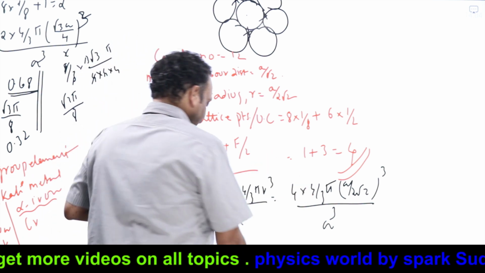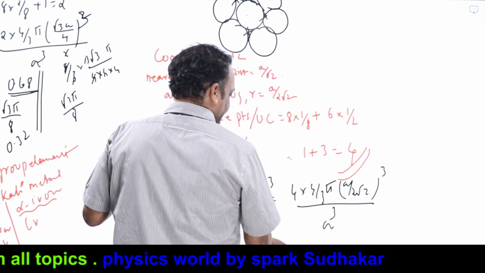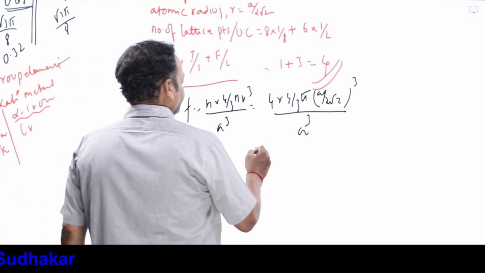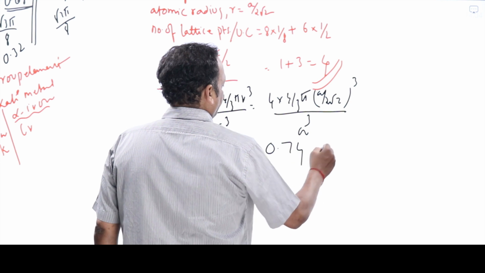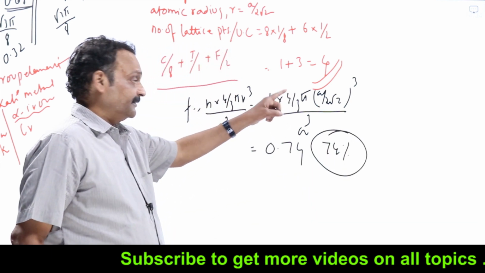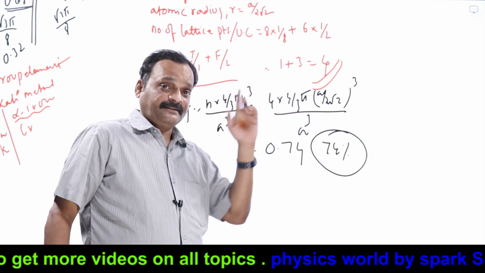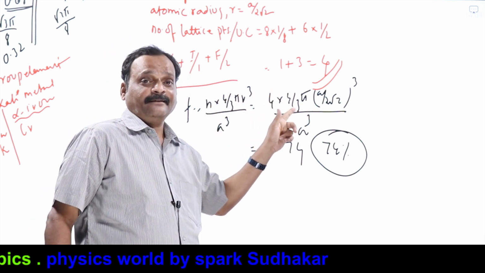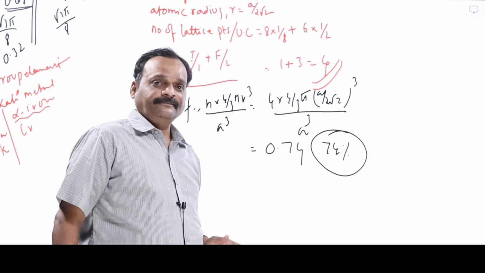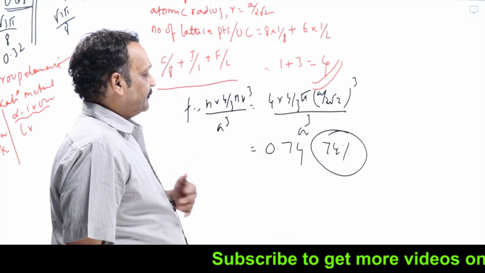Take this as a small exercise from your side. I'm giving you directly the expression, directly the fraction. It is 0.74 or 74%, remember. Simplify and you'll get some expression just like pi by 8 root 2. You have to remember that, that also comes in the exam, I'm leaving it to you. So 0.74 or 74%.